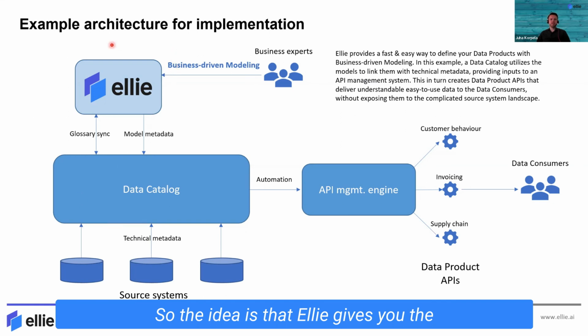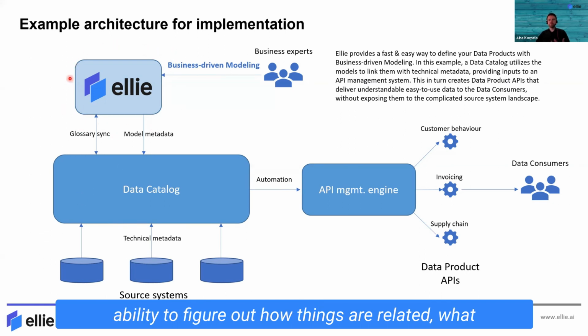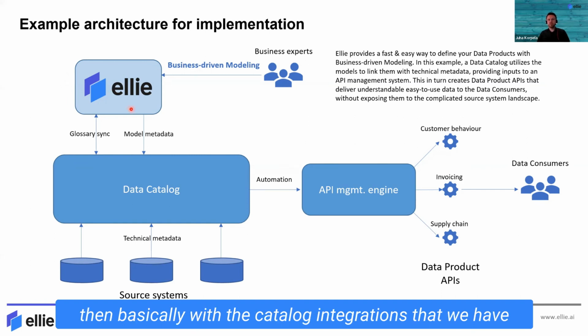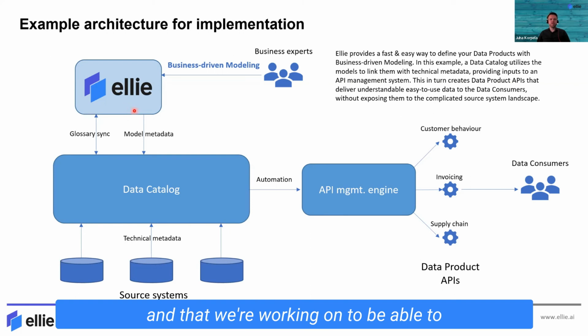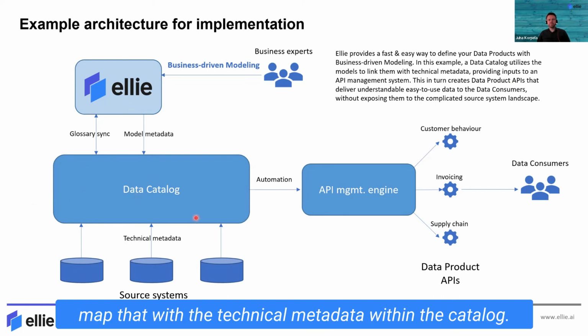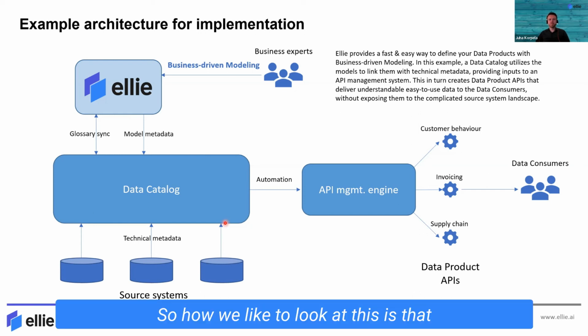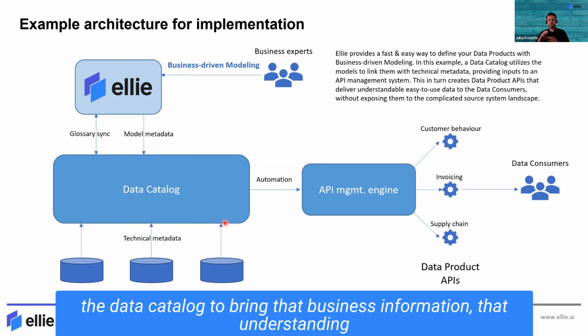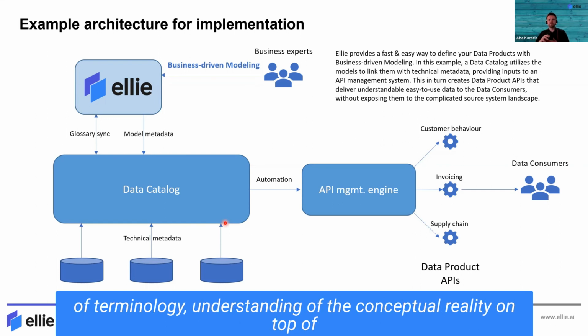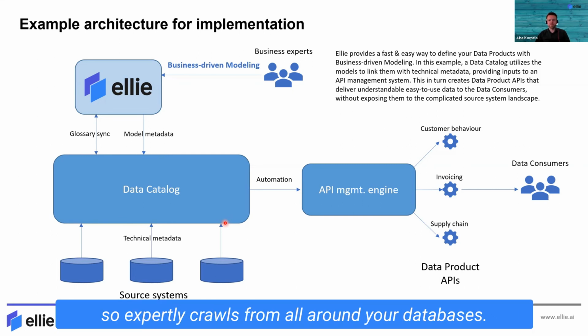So the idea is that Ellie gives you the ability to figure out how things are related, what is the context of invoice, what is the context of the product, how these are linked, and then with the catalog integrations that we have and are working on, to be able to map that with the technical metadata within the catalog. So how we like to look at this is that Ellie is something that you can add on top of the data catalog to bring that business information, that understanding of the terminology, understanding of the conceptual reality on top of the physical metadata that your catalog so expertly crawls from all around your databases.